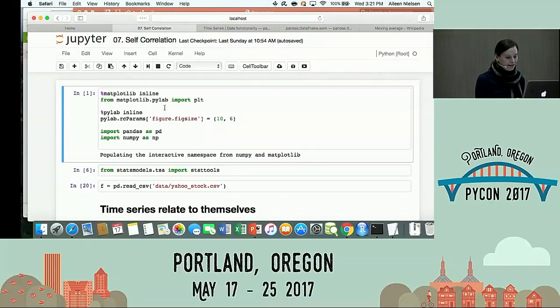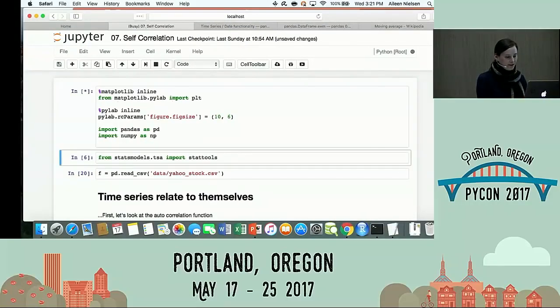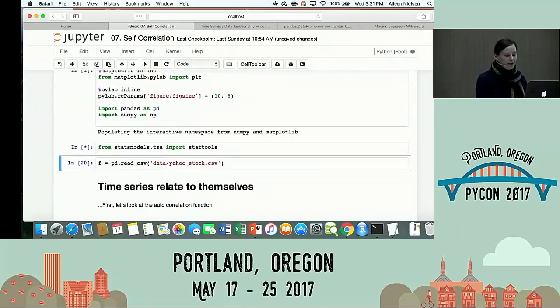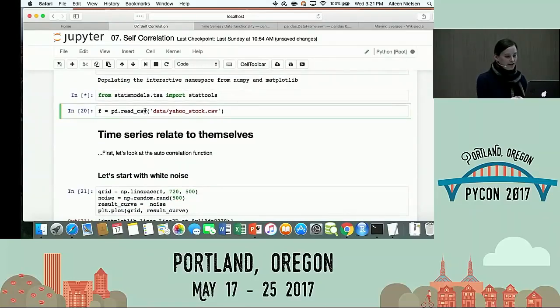So let's go ahead and see how we can do this with Python. We're going to now look at statsmodels, and in particular look at the TSA module, the time series analysis module. There's some random Yahoo stock data in a CSV.